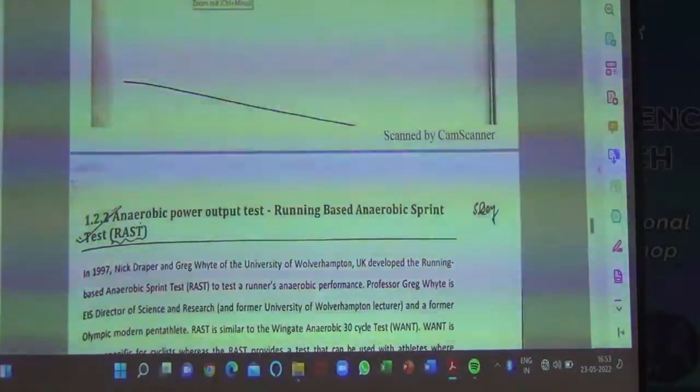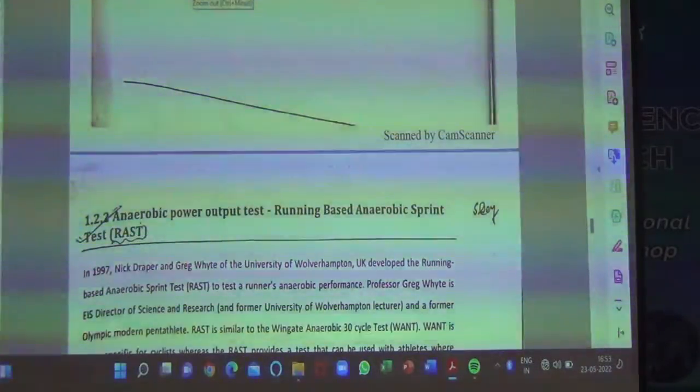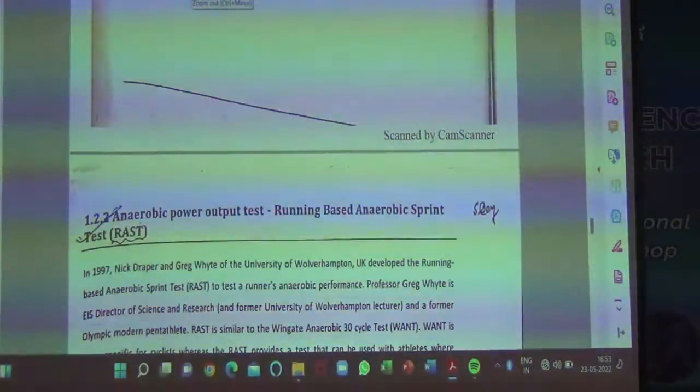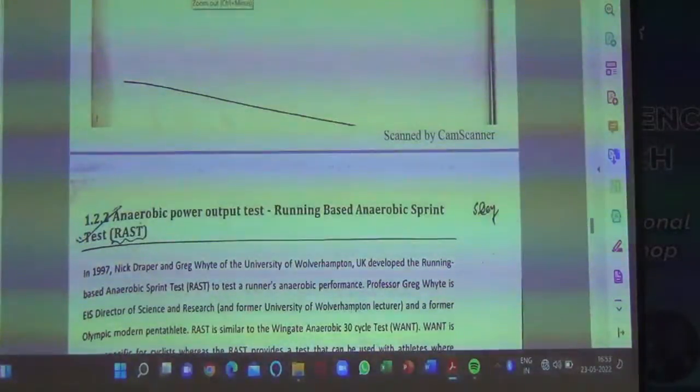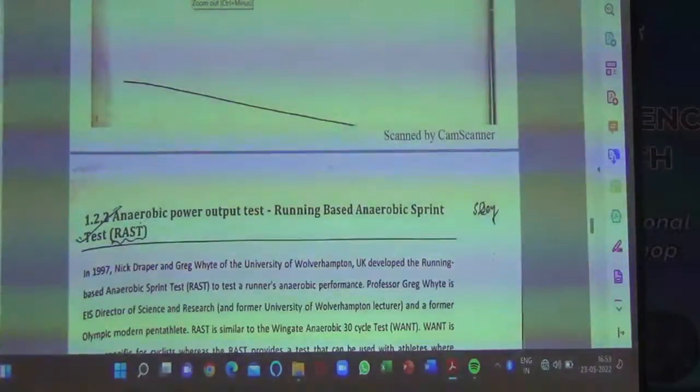Okay, this is one of the documents we used to follow. So this is our, you can say, IP. This is also our intellectual property of SAI. So this is the anaerobic power output test. As it is written, this is not a slide actually. You can see this is a document. So, anaerobic power output test.